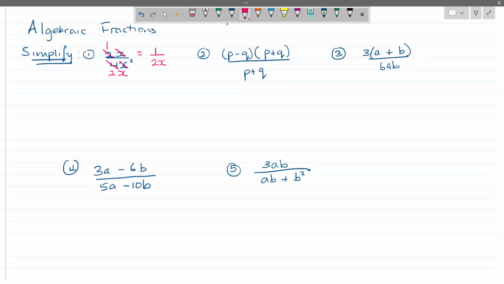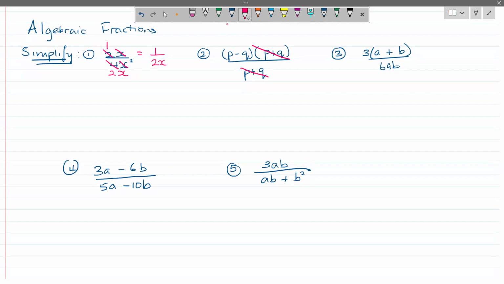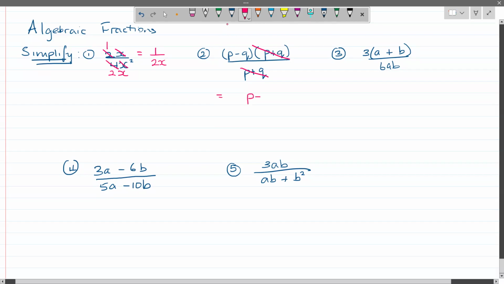This is another one where we have brackets on top of here. So we are multiplying p minus q by p plus q. So because this is a bracket here and you're multiplying, I could actually cancel this entire thing with this entire thing underneath it. And I will get p minus q over 1. Because we get a 1 and a 1 here, which is p minus q.